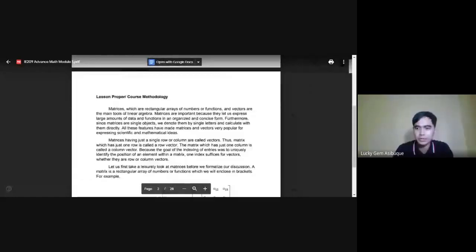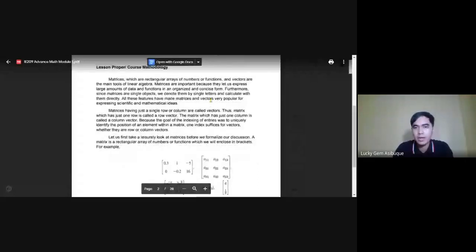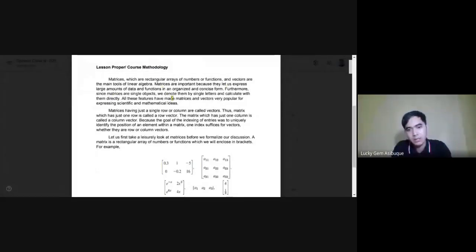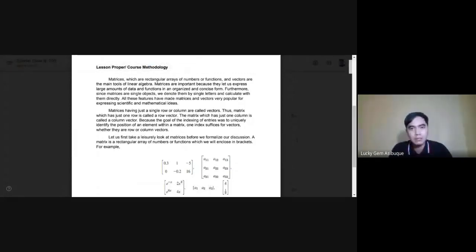Punta tayo sa lesson proper, course methodology. So, matrices, which are rectangular arrays of numbers or functions, and vectors are the main tools of linear algebra. Okay? So, yun yung mga main tools natin sa linear algebra. Kasi nga, nilalagay natin dun yung mga components nung equation. Okay? To visualize them and to solve them more easily. Okay? So matrices are important because they let us express large amounts of data and functions in an organized and concise form. Okay? Furthermore, since matrices are single objects, we denote them by single letters.